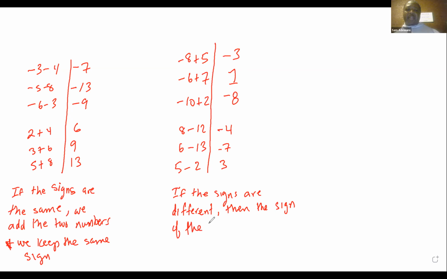we say the sign of the answer is the sign of the number with the greatest absolute value. I'm using a lot of words to be technically correct.